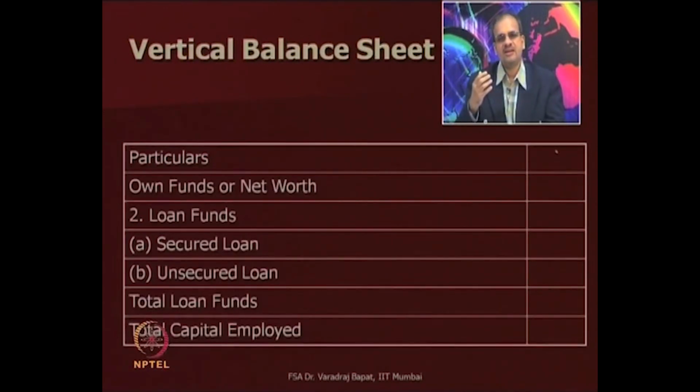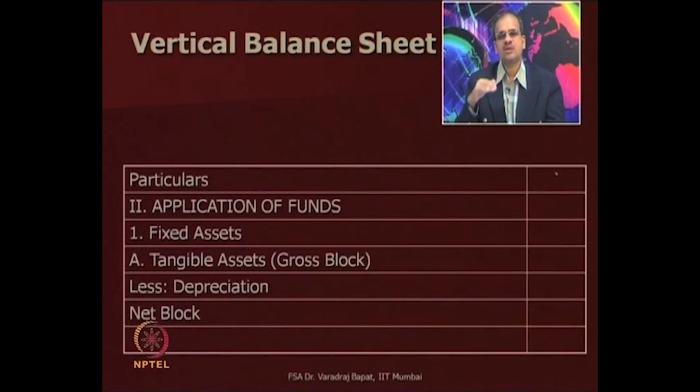The second one is loan funds. Loan fund consists of secured and unsecured loan. The total is the total loan funds, which is also known as borrowed funds. The total of 1 plus 2, that is owner fund plus loan funds, is known as capital employed. Now, let us go to application of funds. This is more on assets.